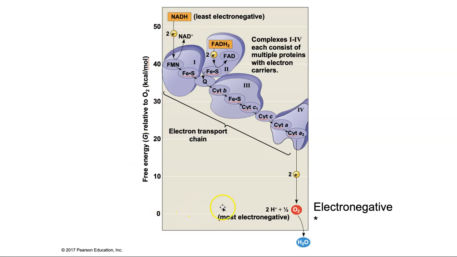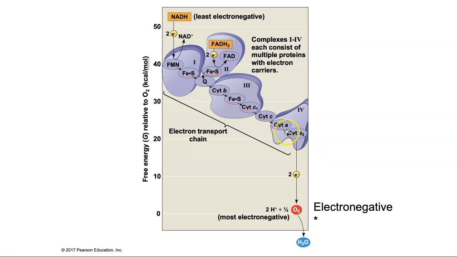This is not just a picture, this is a graph, right? On the y-axis, we have G, our Gibbs free energy, which was from the last chapter, chapter 8, relative to oxygen, right? So this is kilocalories per mole. So this is free energy, able to do work. We have it 0, 10, 20, 30, 40, 50 here. At the bottom of this is oxygen hanging out here, and it says most electronegative.